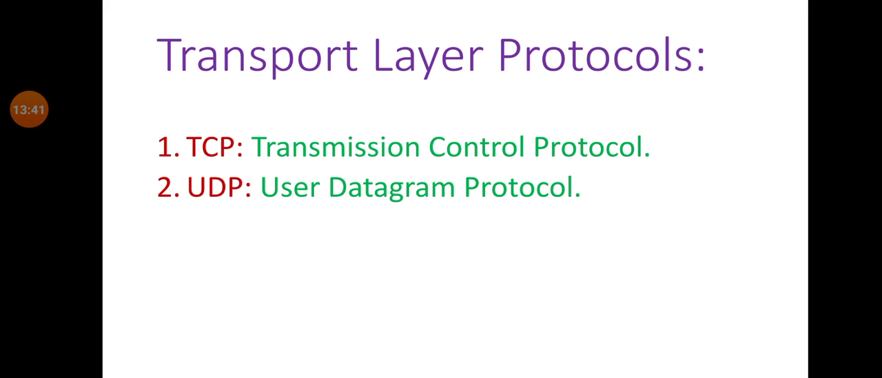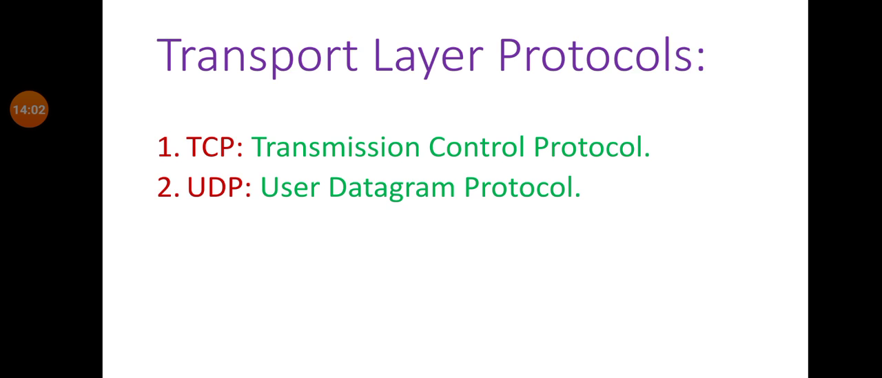So UDP is connectionless and it is unreliable. Unreliable means there might occur some errors. And it is responsible for prompt delivery. Prompt delivery means speed is more here, which means it will reach the destination with high speed compared to TCP.